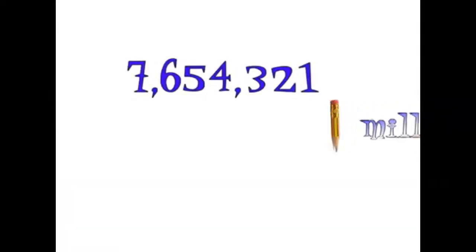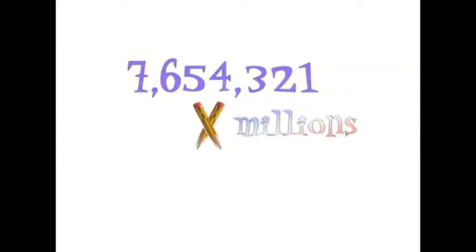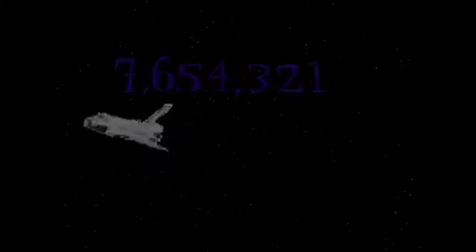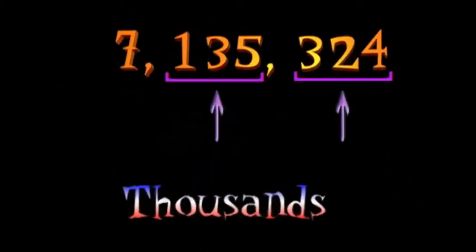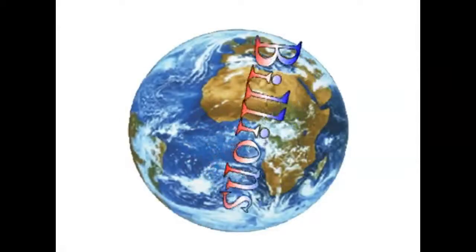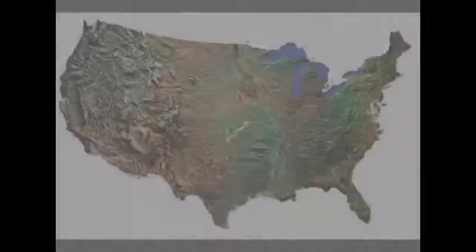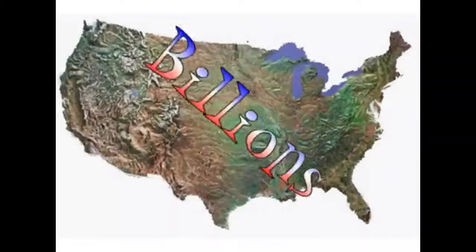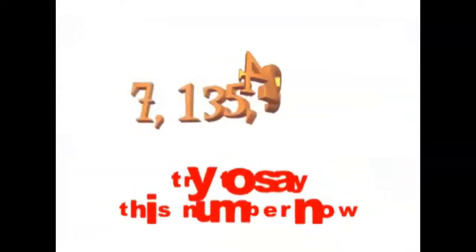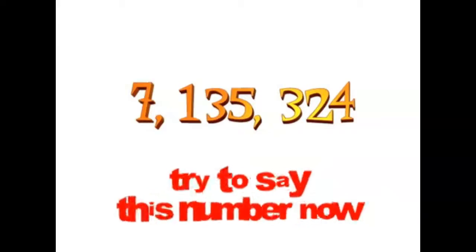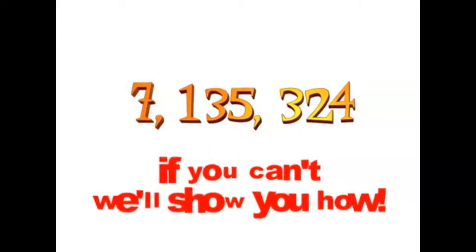Seven digits down the line gives you millions every time. 7 digits right to left, a million reasons you're the best. Hundreds, thousands, then the millions. They're the ones before the billions. Hundreds, thousands, then the millions. They're the ones before the billions. Try to say this number now. If you can't, we'll show you how. Try to say this number now. If you can't, we'll show you how.